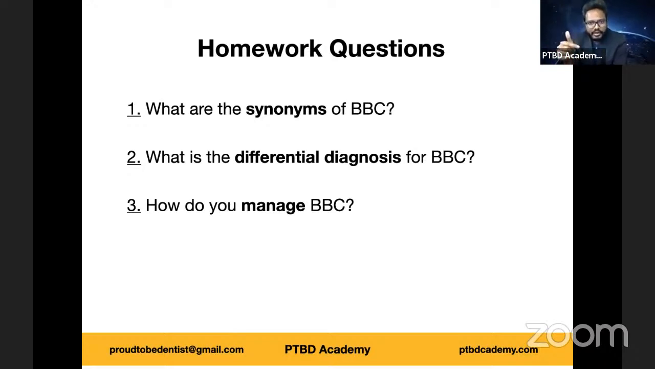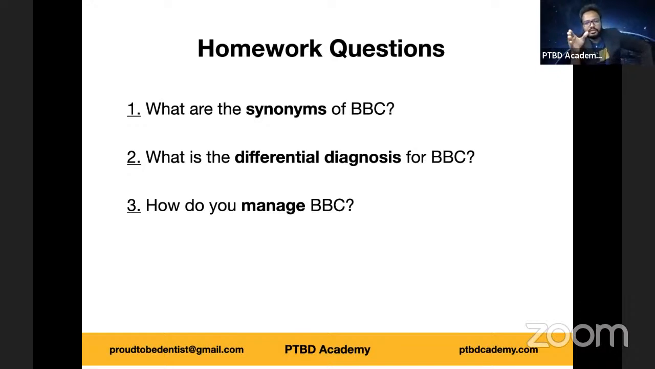Because knowing synonyms is very important. What if I pose a question using a synonym rather than using the term buccal bifurcation cyst? Again, you should be able to identify the same. So what are the synonyms of buccal bifurcation cyst? And what is the differential diagnosis of buccal bifurcation cyst?